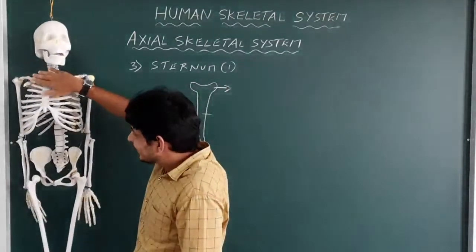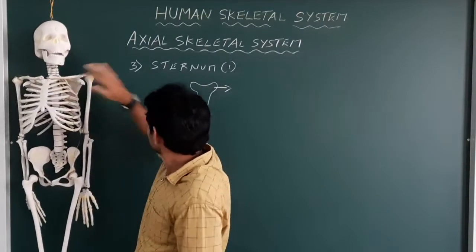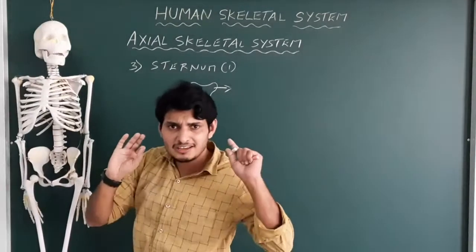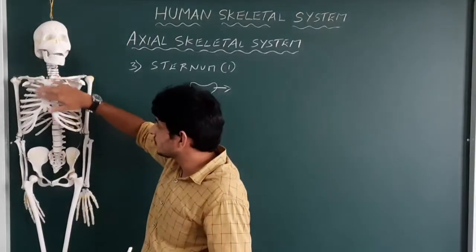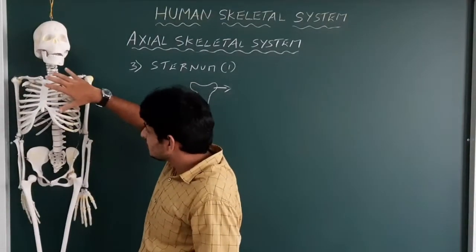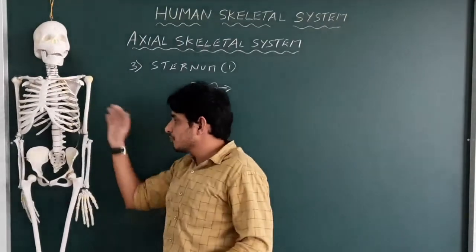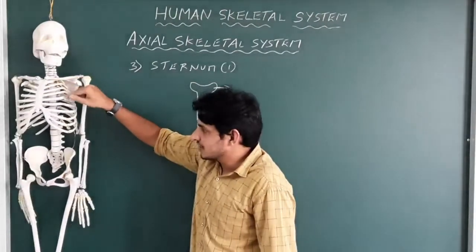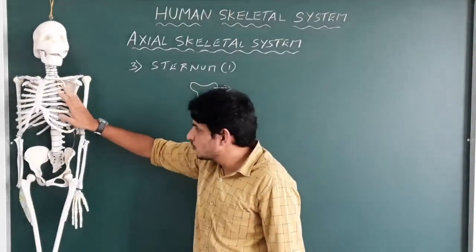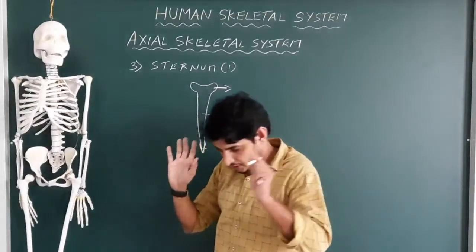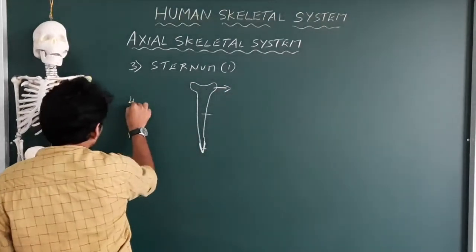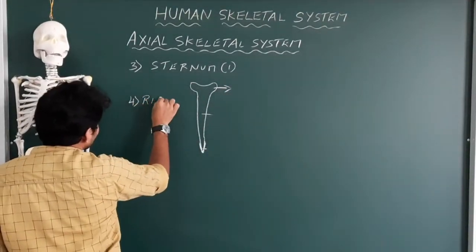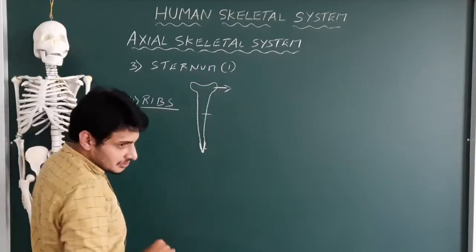Now here on the ventral surface, what we have is the sternum. The sternum is nothing but a flat bone that is situated on the ventral surface. To the sternum and to the vertebral column, what is attached? Bones are attached, and these bones are called ribs. Let me write the fourth important component of the axial skeletal system, that is called ribs.